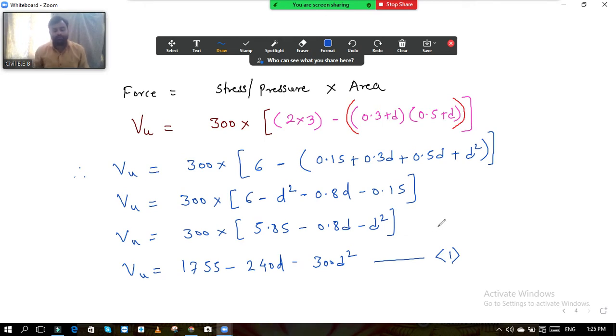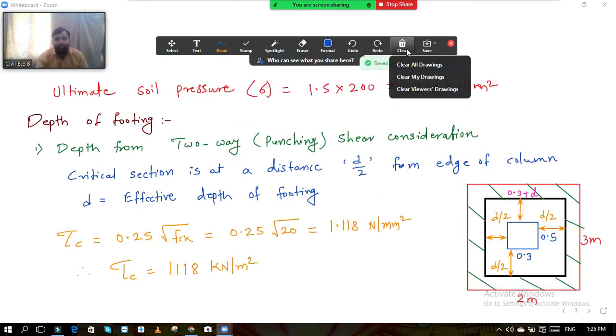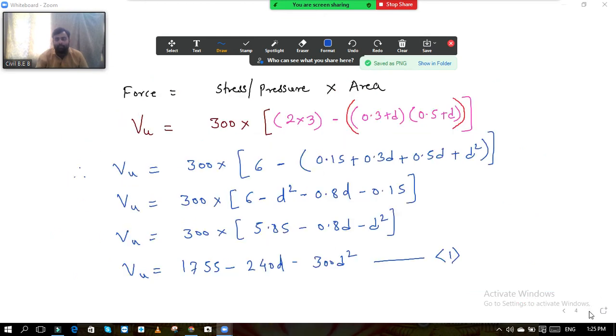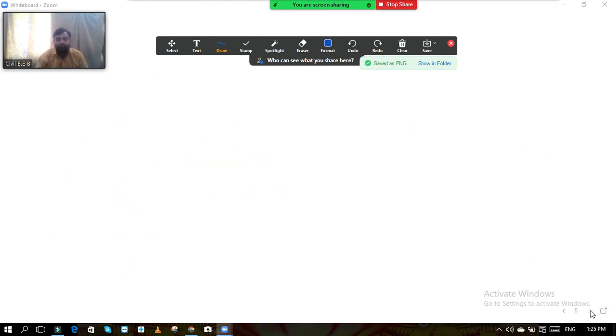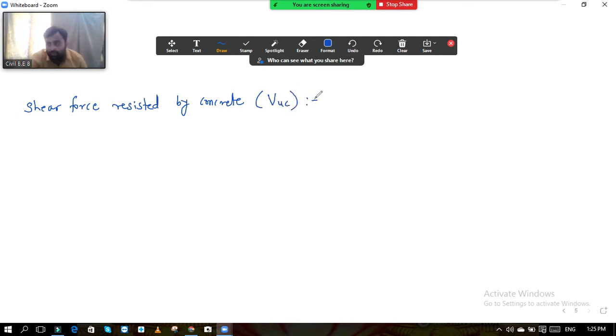So this is the shear force that we have calculated. Now we need to calculate the shear resisted by concrete. So here I will write shear force resisted by concrete. The shear force which is resisted by concrete is VUC.